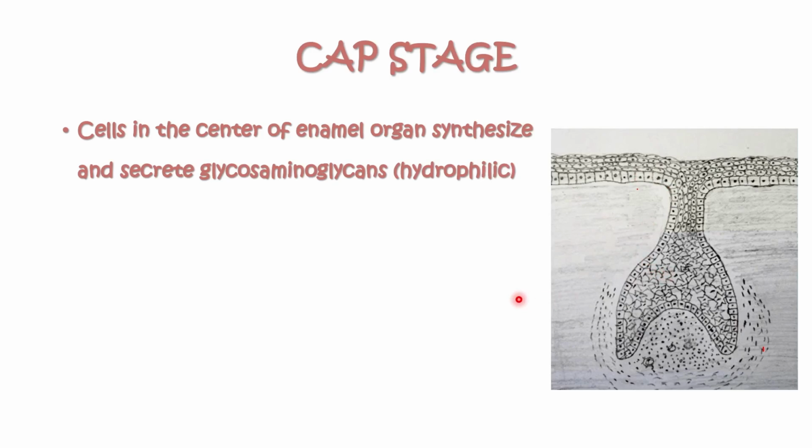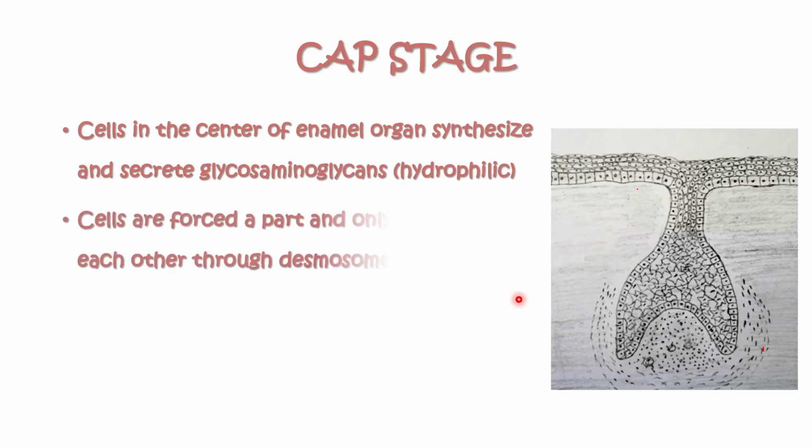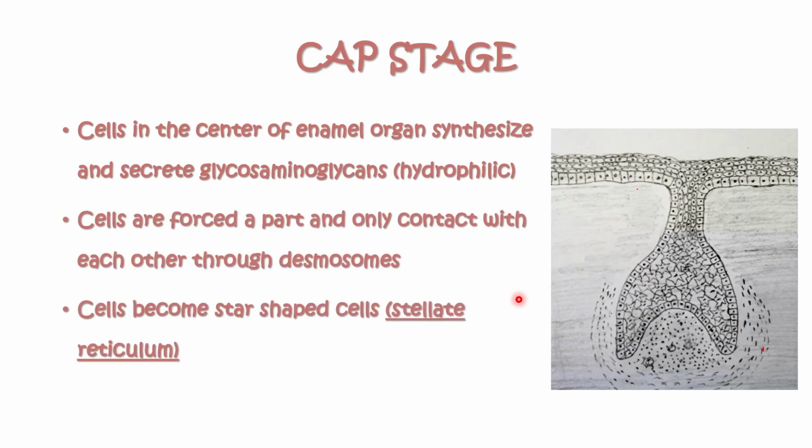As water accumulates, the cells are pushed apart and become star-shaped. The cells remain connected only through desmosomal attachments. Now, this star-shaped structure is known as a stellate reticulum cell.